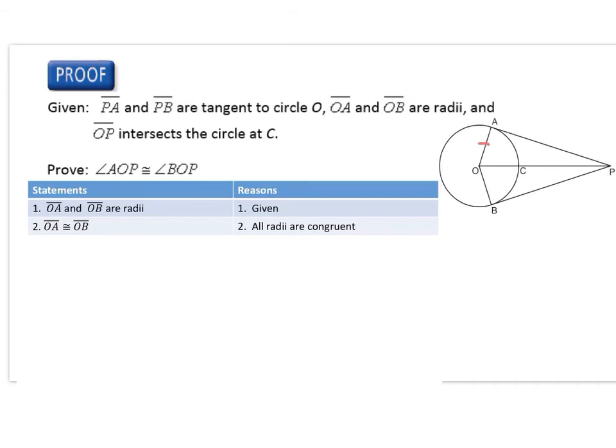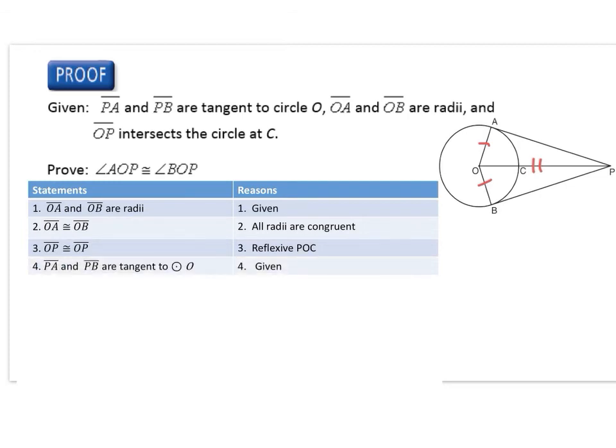So we can mark that on our picture. We have congruent radii. So our next statement will be that segment OA is congruent to segment OB, and that's because all radii are congruent. Next, we can move to showing in our proof that OP is congruent to itself, and that's by the reflexive property. So as you can see, based on some of the information we already know from this current unit, we've got 2 triangles. So we're trying to prove these triangles congruent.